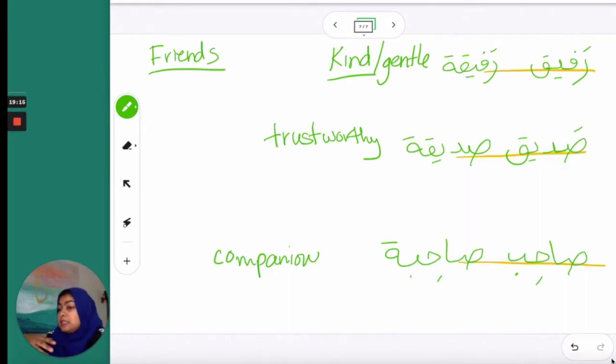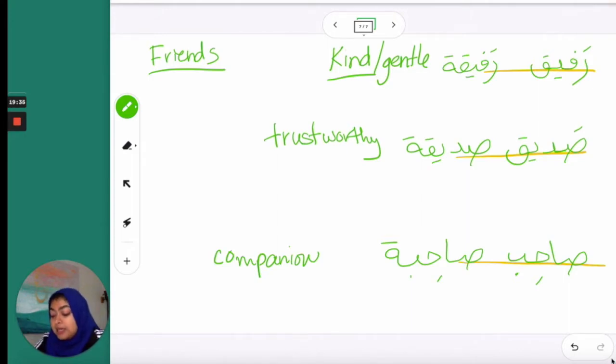Rafiq could be anybody you think is nice that's your friend. But Sadiq is someone who you're going to be really honest with. You're more open with that person. And Sahib is the closest one because you're in companionship. You spend so much time with that person. So they know you because they spend so much time with you.